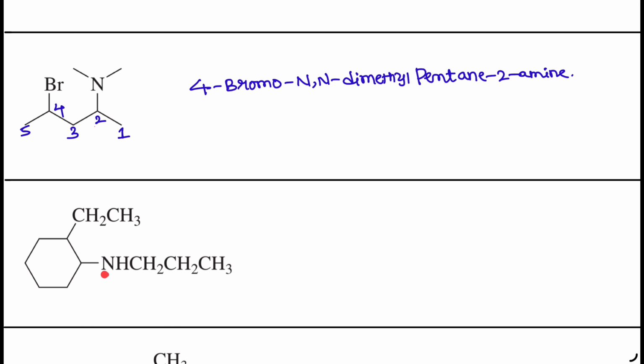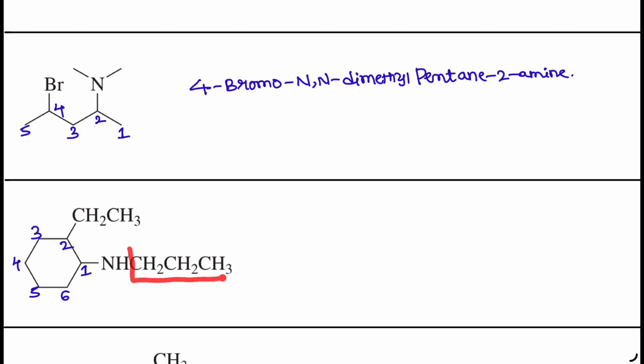And most importantly, this is a 2-degree amine. This one has 3 carbons, but this one has 6 carbons. So the longest chain we have to select. Therefore, this is the first carbon, second carbon, because the substituent we are giving priority, then 3, 4, 5, and 6.